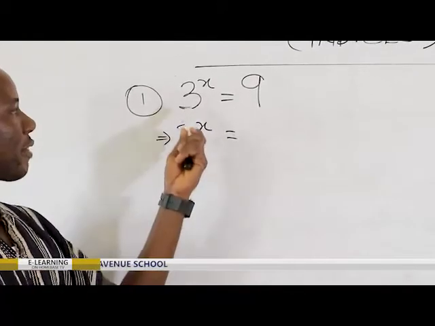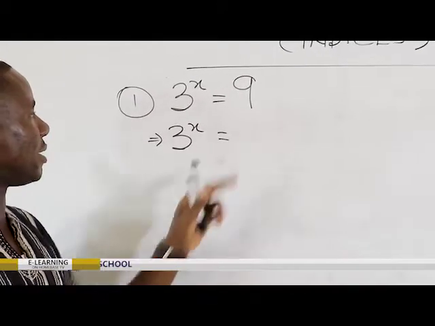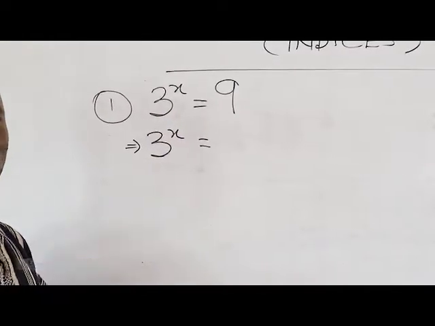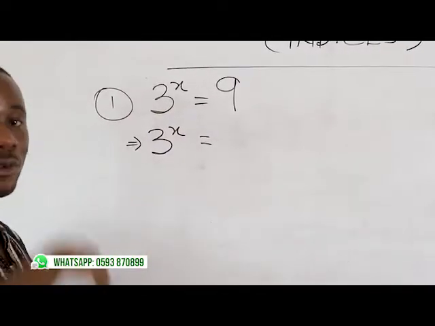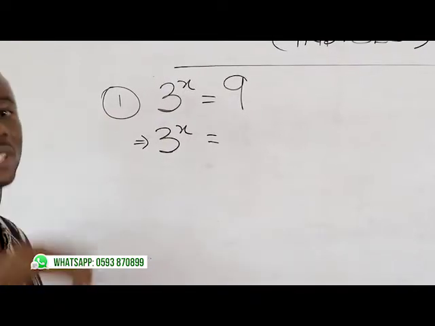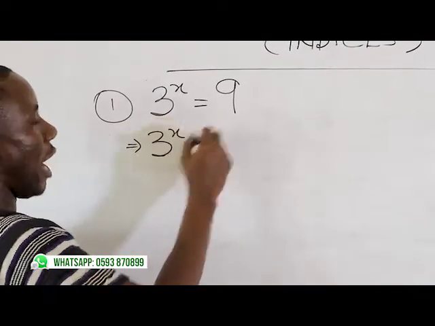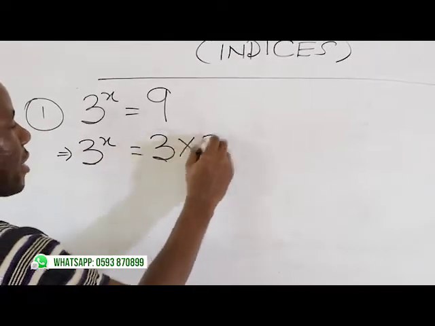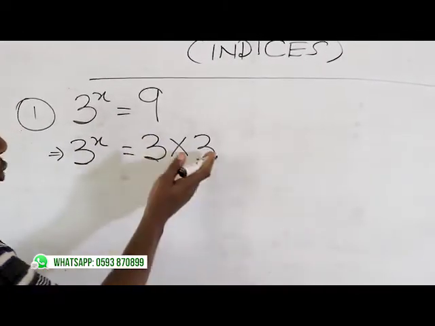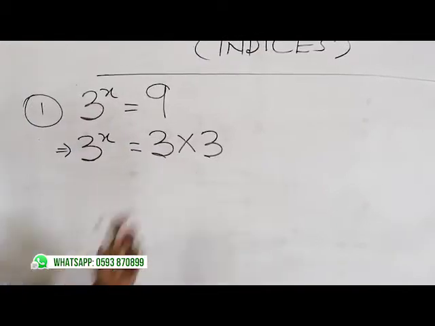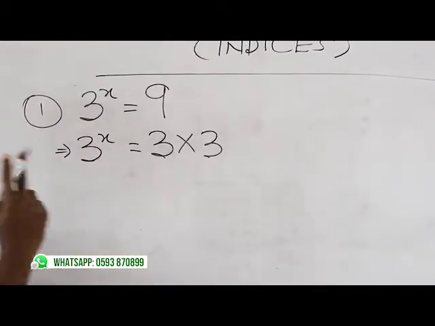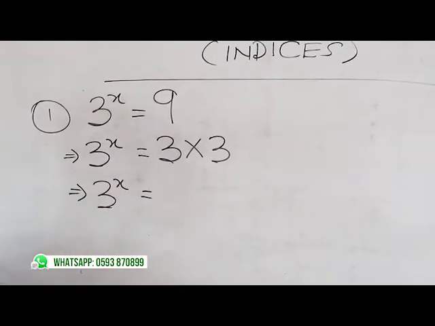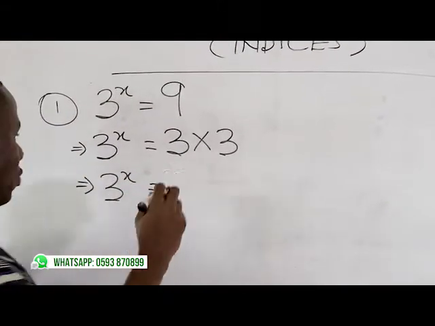the base here is 3. What you do is express this 9 as a power of 3. So 3 must multiply itself repeatedly a number of times. So we start with the multiplication: 3 times 3, that is 9. So quickly stop there. You know that 3 multiplies itself twice. So in exponential form, that is 3 exponent 2.